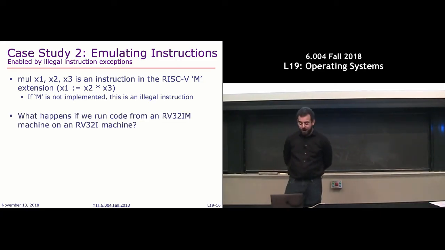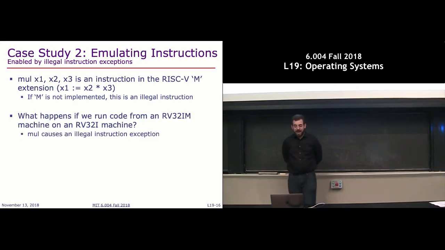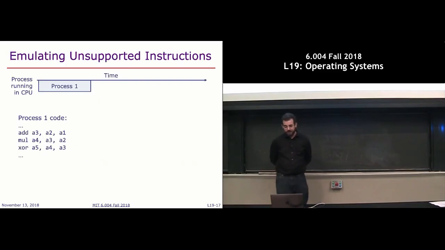And so if we try to run code from an RV32IM machine, that is a machine with that multiply extension, on a more basic machine like the ones we've built without a multiplier, what happens? We get an illegal instruction exception, and in that case, the OS will step in, and it can say, well, you tried to run something that I don't actually understand, or that's not in this ISA, so it could abort the process. But it can also see this is a multiply instruction, and the hardware doesn't have multiply instructions, but I know how to do multiply, so we're going to emulate the instruction in software. Let's see how this happens.